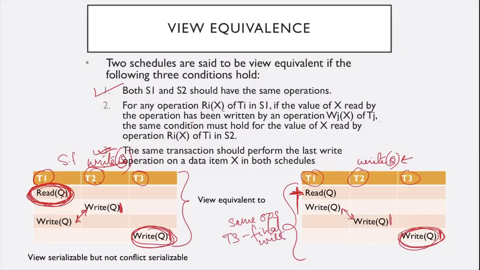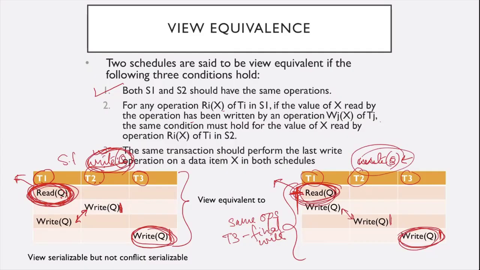And the second condition, for any operation read X, there's only one operation here, read Q. Now the value of Q which it reads, either it will read directly from the database in both schedules, and yes, it is directly reading it from the database in both schedules. Or if there is another write operation, then whatever was written by T2 is read by T1. So here also the write must have been before read Q of T1. So this is your view equivalence.